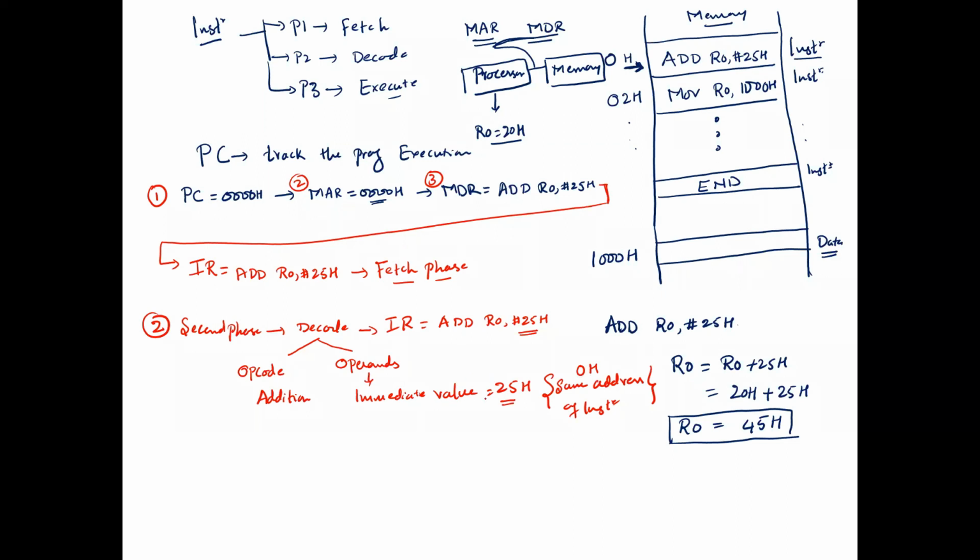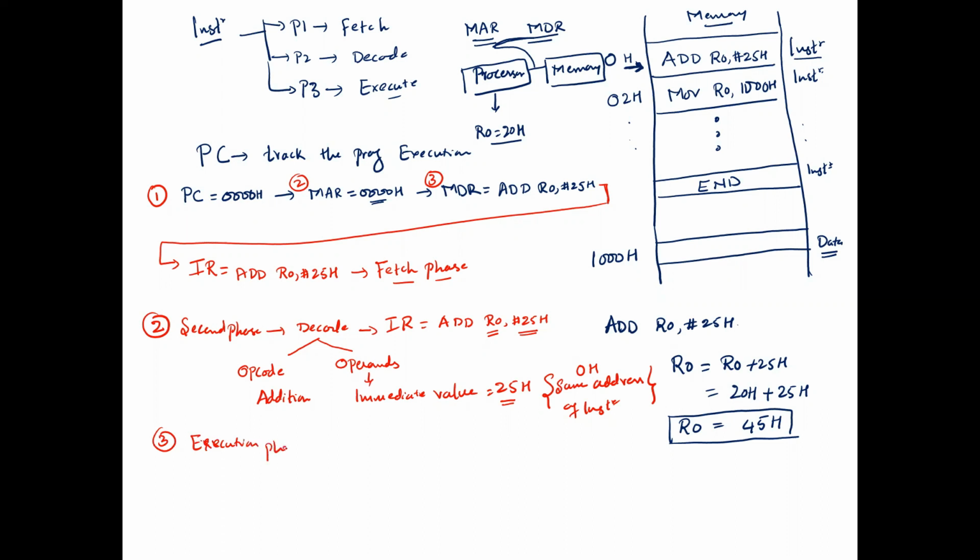Right. Now it has identified where the data is located. And one more operand is where? Register. And where is the register? It is with the processor, right? Now it will go to the third phase, that is the execution phase.